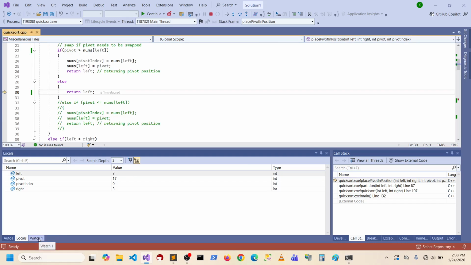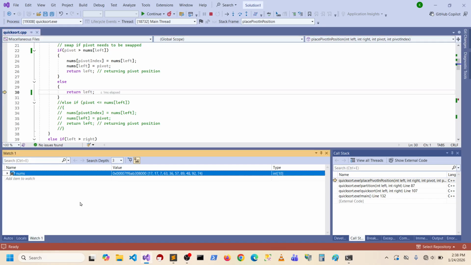Otherwise, it just returns left. Okay, so this is it. Doesn't that just leave it in the same state? I mean, the pivot is 17, but if we just return left, then we're just returning the same number. We're doing the same thing over and over. 0, 1, 2, 3. So we return 63. That's the pivot position. Which pivot was 17 right here.